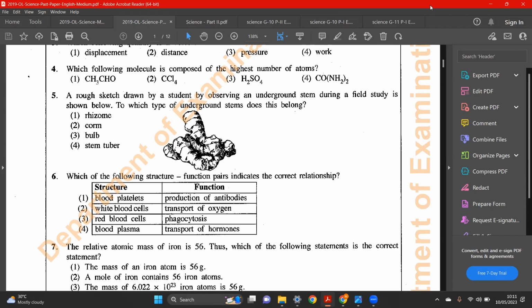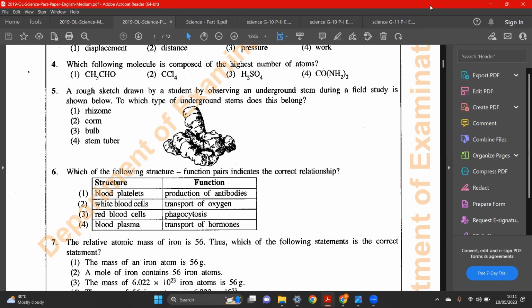If you talk about corms, most of the time any yam type goes into that category. Bulbs are always onions and leeks and things like that. Stem tubers, the most common example we deal with is the potato. The different forms of potato all fall into the stem tuber category. So in this particular case, the option is rhizome.